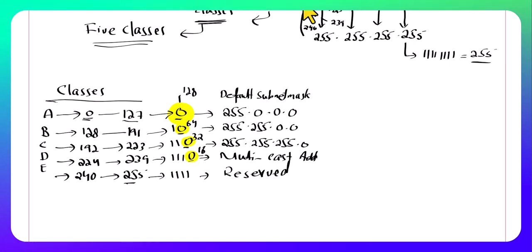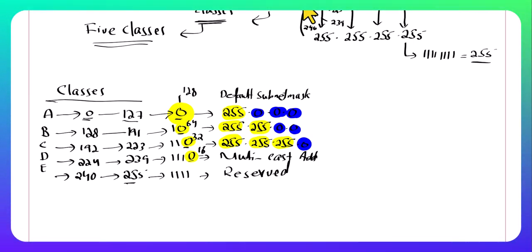Next, here you can see this first octet belongs to the prefix in class A. The first 2 octets belong to the prefix in class B. The first 3 octets belong to the prefix. Okay, and here these 3 octets belong to the suffix, and in class C only the last octet belongs to the suffix.